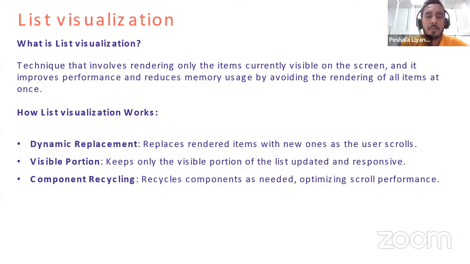Let's say, for example, you have 1,000 records to show in your front-end application. You would have to render all thousand components in your application. But what this does is that it only renders whatever components are in the viewport.